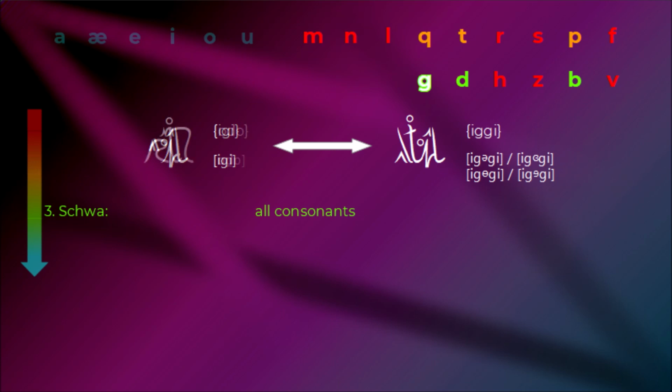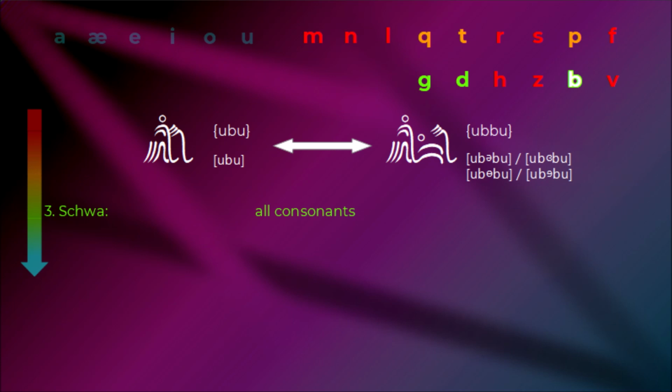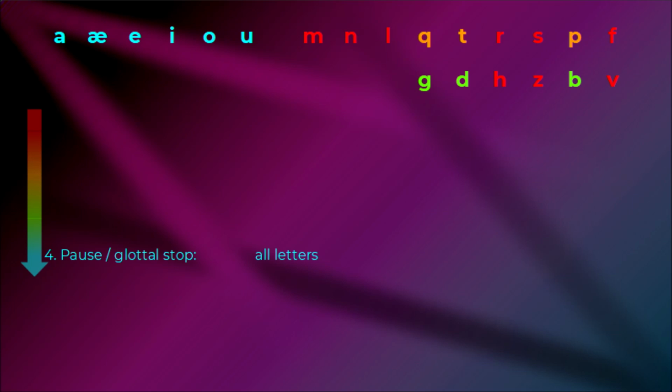Igigi. Exactly. Odo, odo, oddo. That's it. Ubu, ubu, and ubbu. You got it. And then the last technique is the most intuitive one, I think, together with the elongation. The glottal stop. A glottal stop may be added between any 2 adjacent identical letters, notably the vowels.